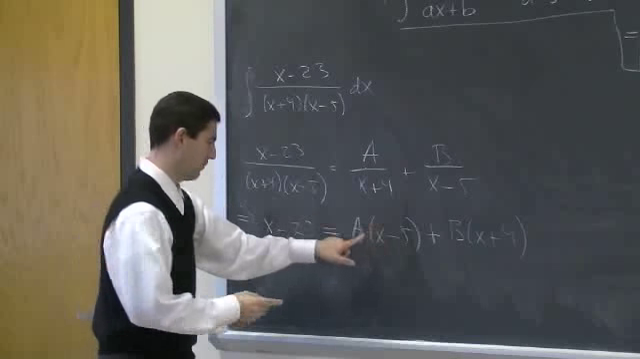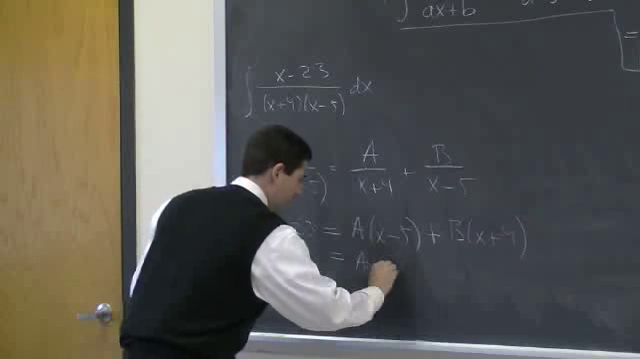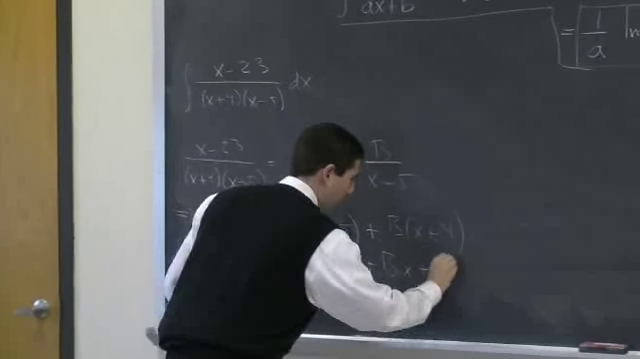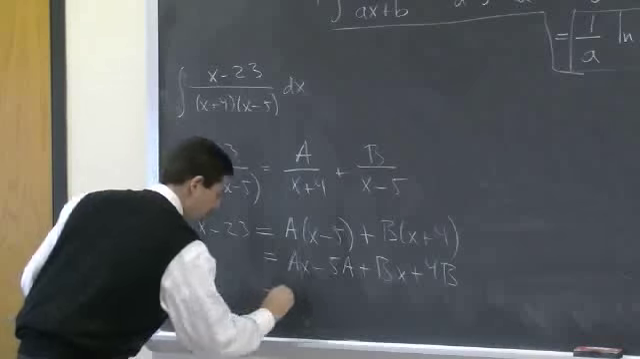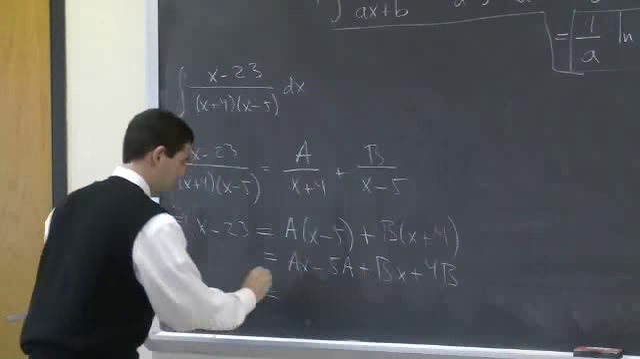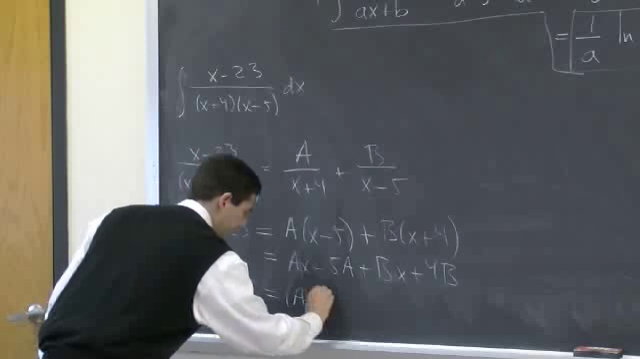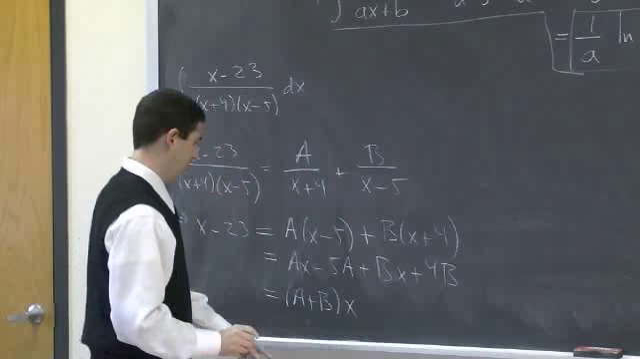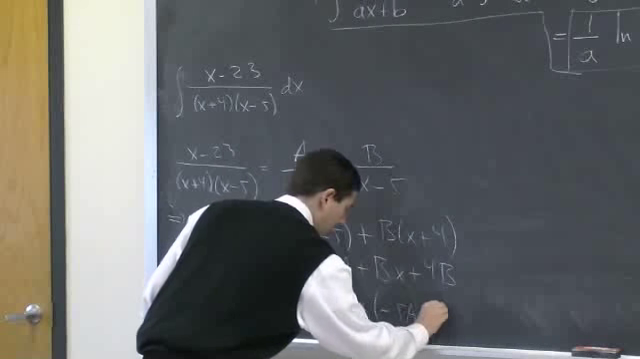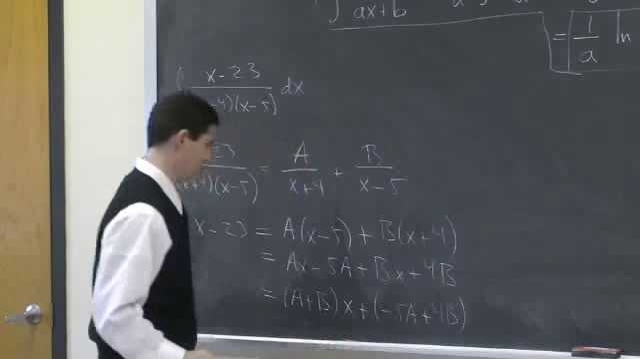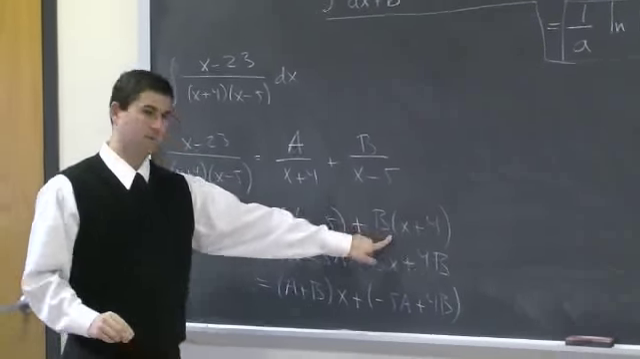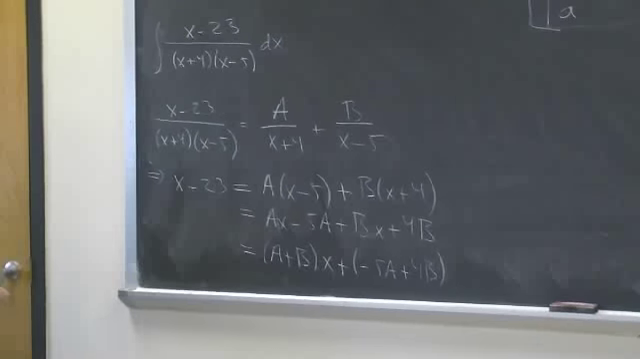Okay, so lift and separate. Ax minus 5a plus bx plus 4b. Okay, that's the lift, and now we separate. So I have an ax and a bx, so it becomes a plus b times x. And I have a minus 5a and a 4b. So I have ax plus bx, so it becomes a plus b.